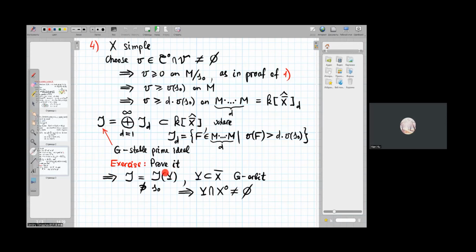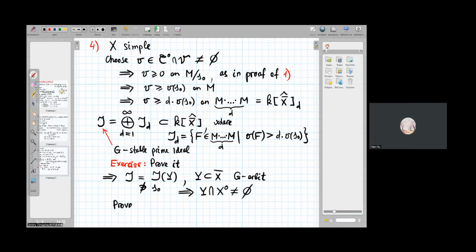Y is not necessarily closed in here, but we shall prove that Y is closed in X. This will be our next goal. Actually, we shall prove the following. Let me write it explicitly.